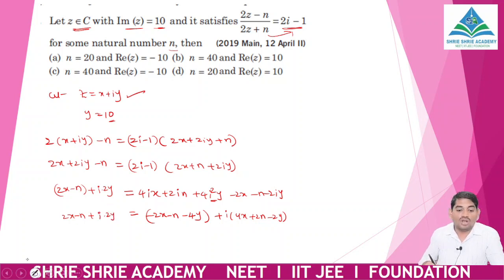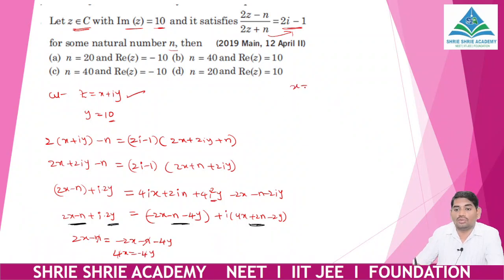So according to the equality principle of complex numbers, we can equate the real part to real part and imaginary part to imaginary part. So left side, what is the real part? 2x minus n. Right side, what is the real part? Minus 2x minus n minus 4y. So minus n got cancelled. So we got 4x is equal to minus 4y. So 4 got cancelled. We got x is equal to minus y.